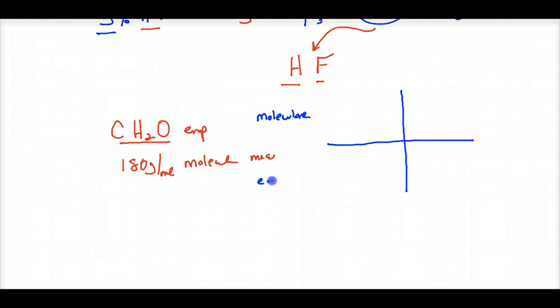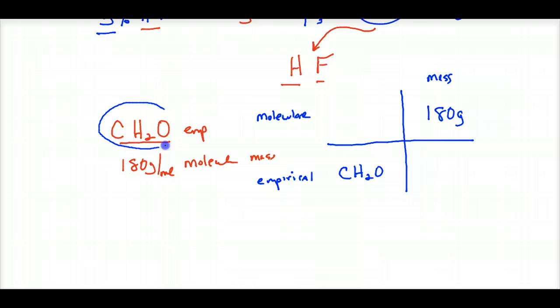This is the empirical formula. The empirical formula is the lowest ratio, so I put it on the denominator side. This side is the chemical formula. This is the mass side. So what they gave me was the empirical formula to be CH2O. They gave me the molecular mass to be 180. They're trying to figure out what the actual formula is that exists in nature.